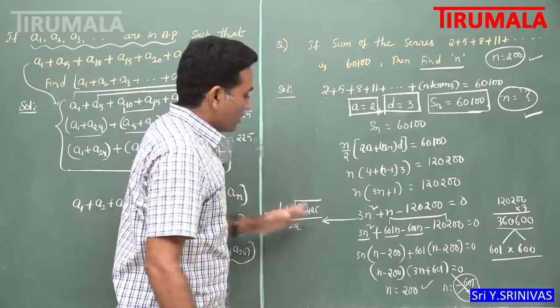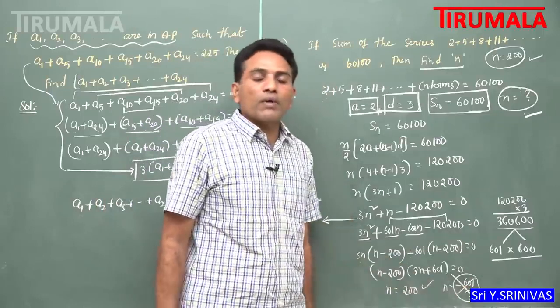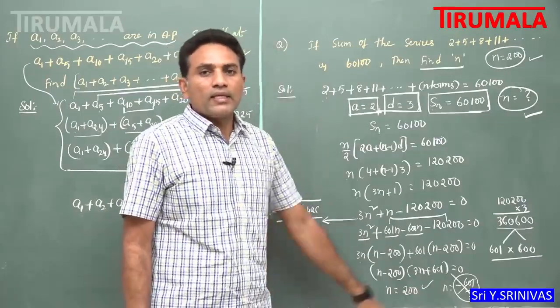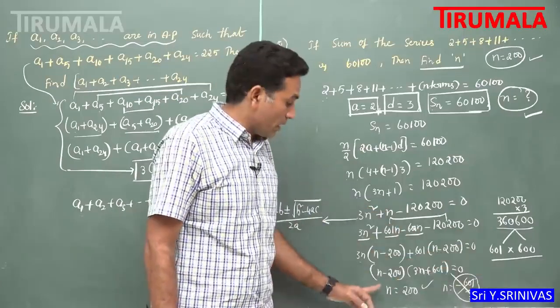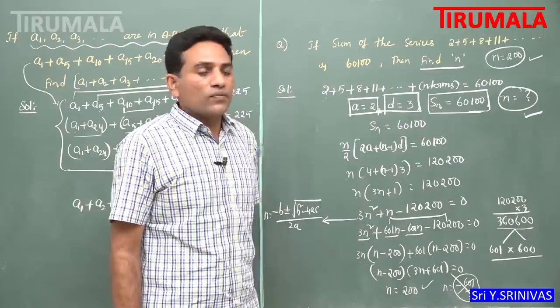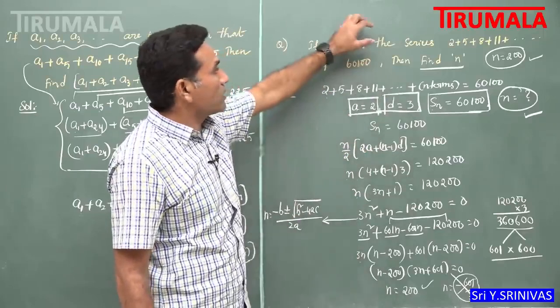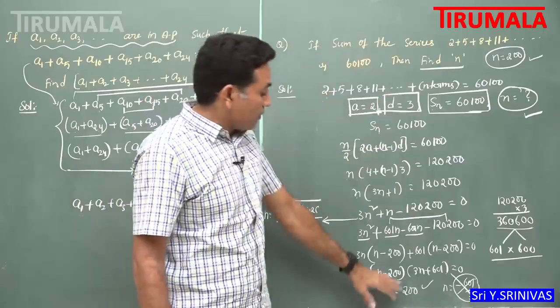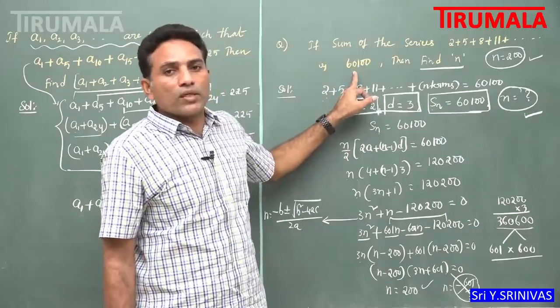Here also we get n equals 200 or n equals minus 601 by 3. Here n is negative and a fraction, so it is neglected. n equals 200 is the correct value for the given series. That means the sum of the first 200 numbers in this series is 60,100.